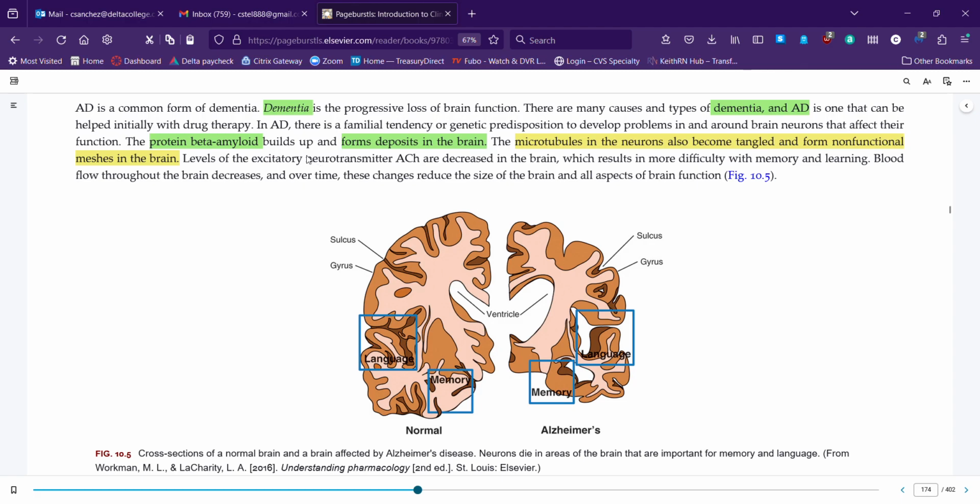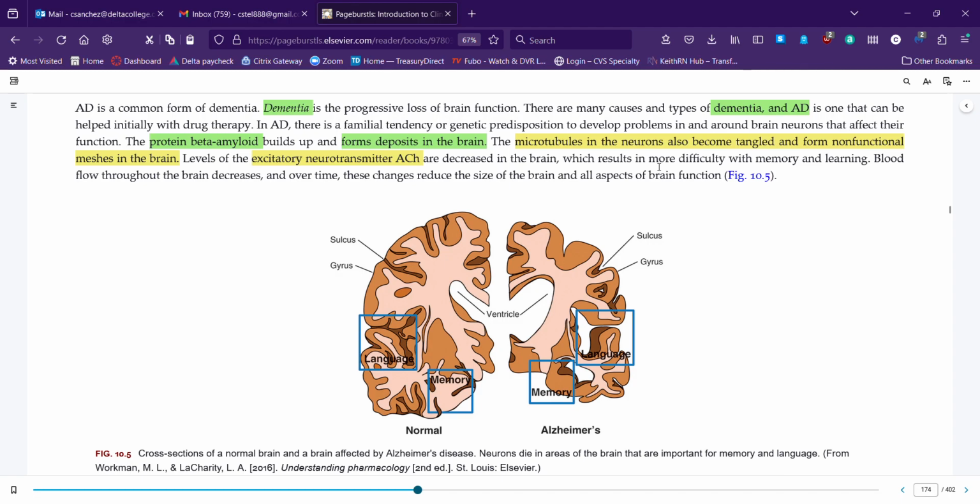So the levels of the excitatory neurotransmitter ACh, which is our acetylcholine, which we discussed with the prior CNS medications, are decreased in the brain. So this results in more difficulty with their memory and their learning. Blood flow throughout the brain decreases, and over time these changes reduce the size of the brain.